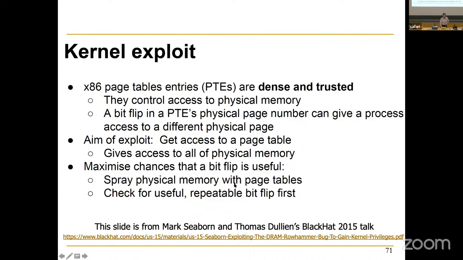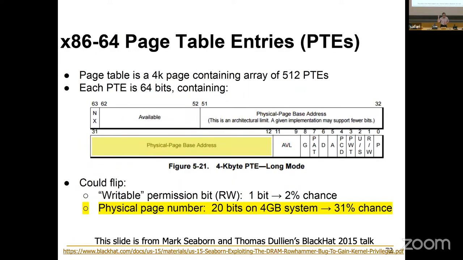And they want to maximize the chances that a bit flip is useful. So they're actually going to introduce a special attack. It's called page table spraying. They spray the physical memory with page tables, and they do it in a clever way, as we will see. And they check for a useful repeatable bit flip first so that they can actually exploit this. So this is the page table entry that they exploited. Basically, it has 64 bits over here. And they basically say if they actually target this read-write bit, the chance of a bit flip landing here is low, about 2%, because that's 1 out of 64. Whereas if they target the physical page base address, which is the physical page number, essentially it's 20 bits. So you get a 31% chance to be successful to have a bit flip over there. So it's a probabilistic attack in the end.